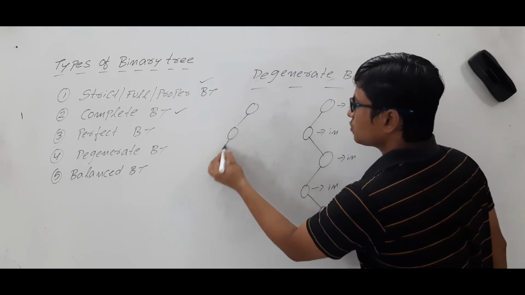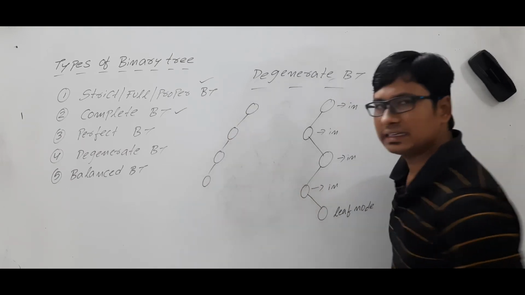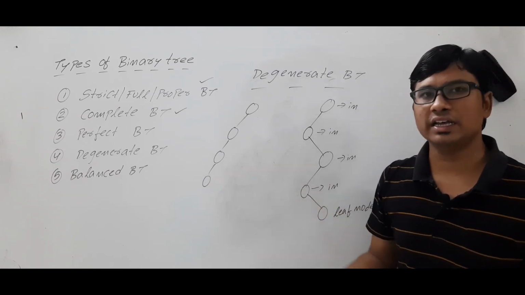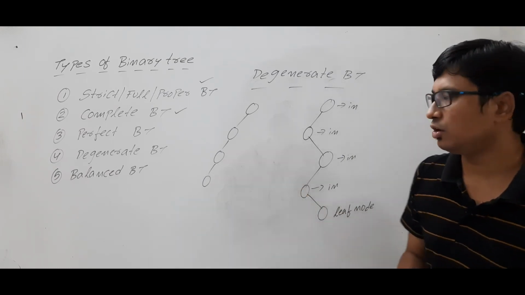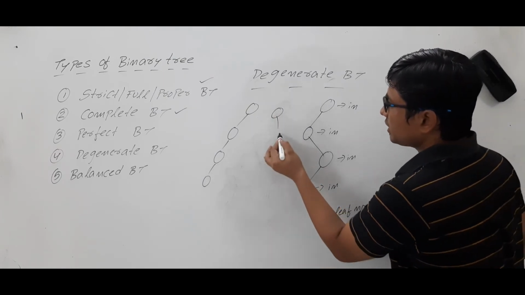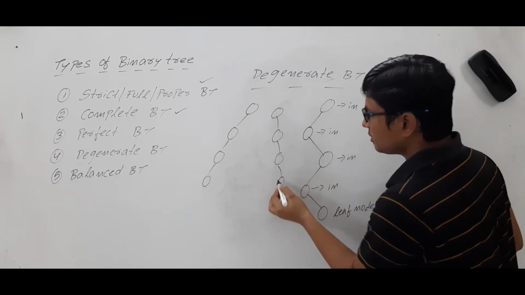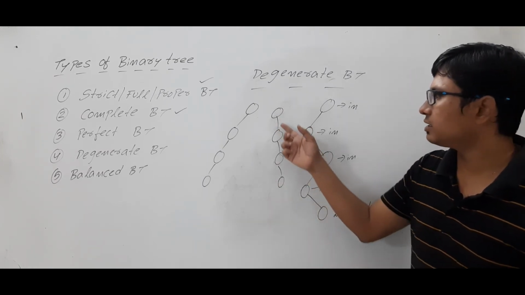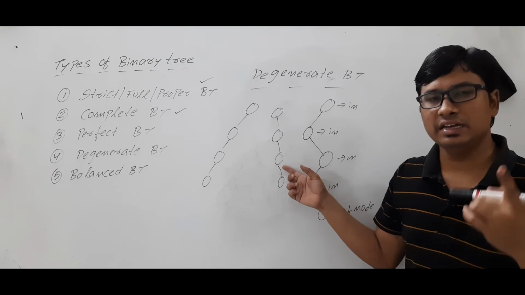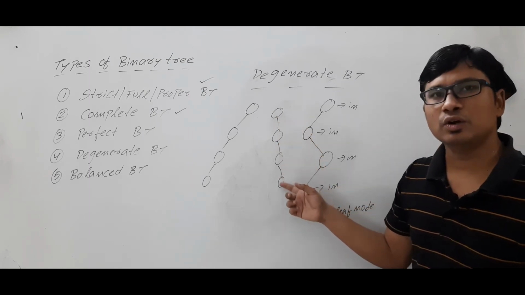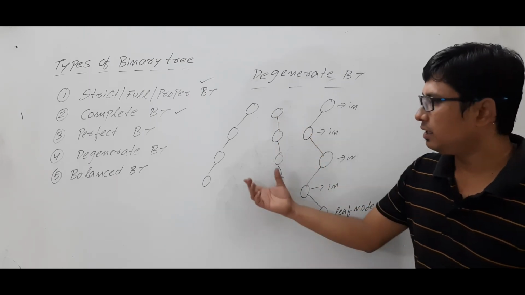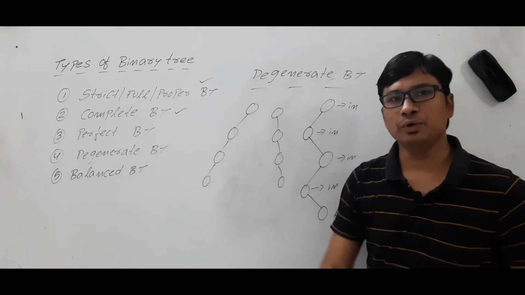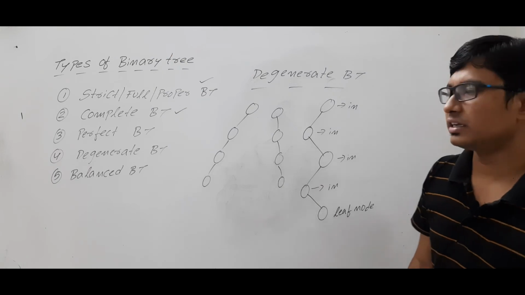Now, can I call this one a degenerate binary tree? Yes, this one I can call a degenerate binary tree, and it is even called a left skewed binary tree. Now, can I call this one a degenerate binary tree? Yes, I can call this one a degenerate binary tree because all the internal nodes have a single child, and it is even called a right skewed binary tree. So with this, I hope you have understood what a degenerate binary tree is.